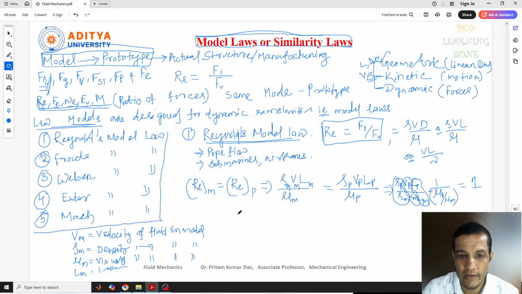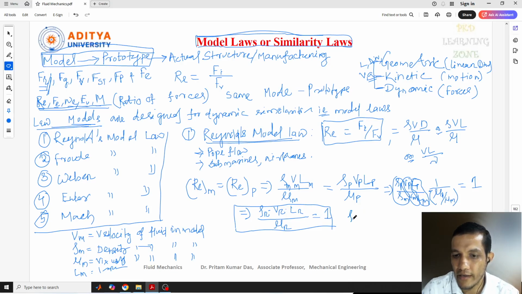Finally, let me write the equation, and after that I'll explain the ratios. So this is rho p by rho m. I can write this as rho r into vp by vm, that is the velocity ratio vr, and lp by lm, that is lr, the length ratio, divided by mu p by mu m, which is also mu r. So all these things we can write, and finally we make it 1. So this is our required equation.